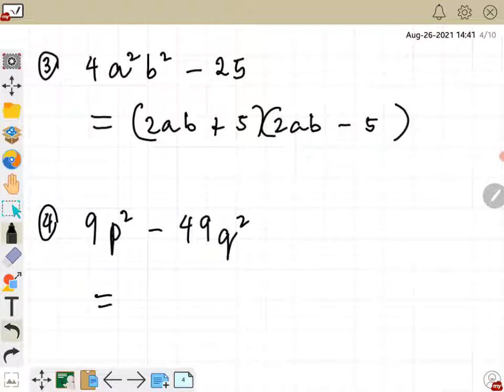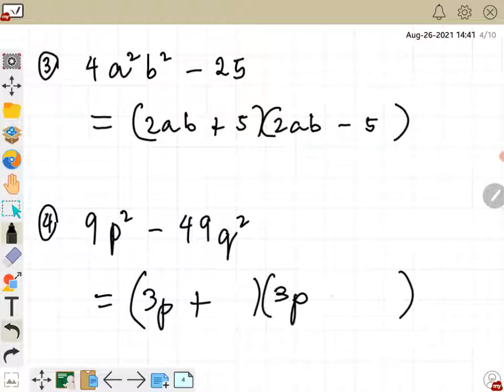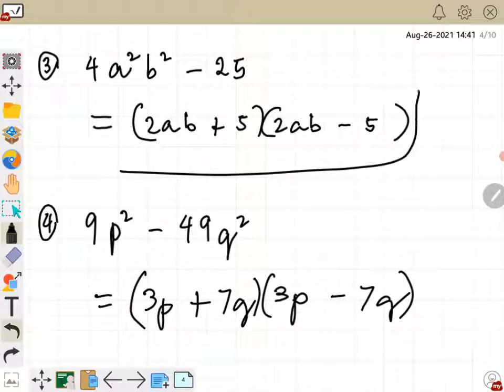9p square is a square, 49q square is a square. So we can continue with our method a while ago. So 9p square is 3p, 3p, then plus minus 7q, because 49 is 7 times 7, q square is q times q, so 7q. So this is the factored form.